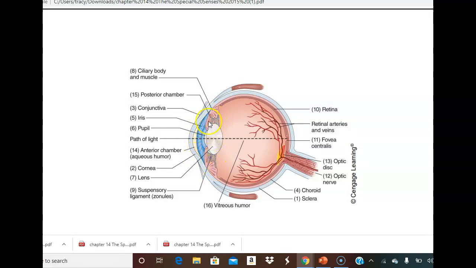So this whole area has an aqueous fluid going through it. Anterior chamber, posterior chamber. Okay, so there's watery fluid up here. Then as we work our way back to this globular or globe-like part of the eye, there is a gel-like substance in this area called vitreous humor. So this is more gel-like, but everything up here in this area is watery.